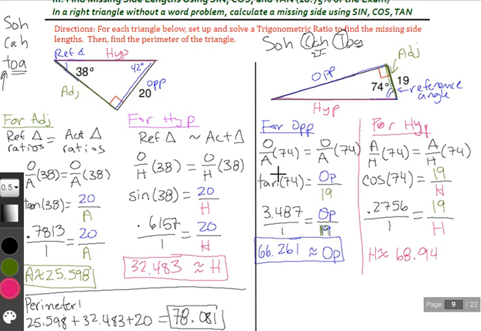All right, and again, that fits. It's got to be the largest side of my triangle. The opposite side is 66. My hypotenuse is 68. I think we're golden.